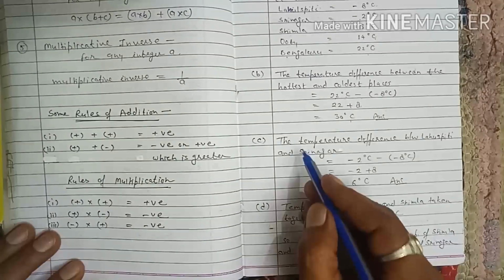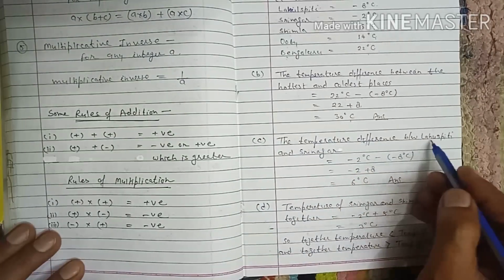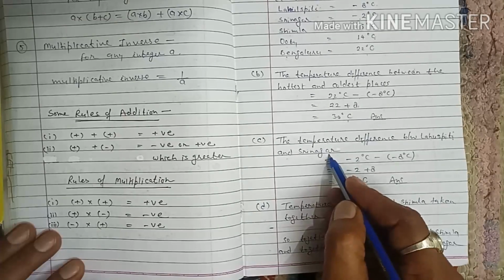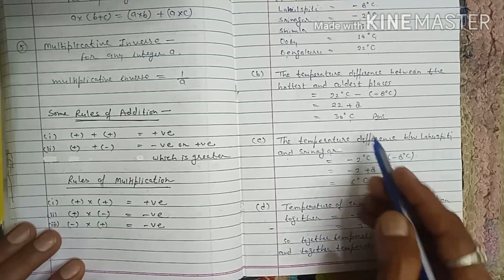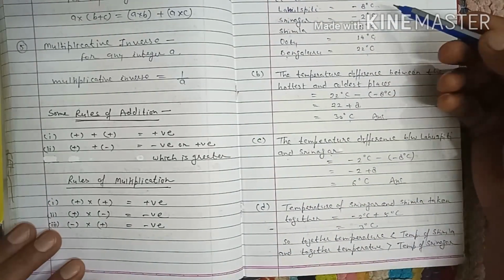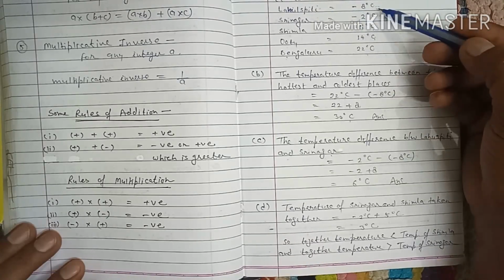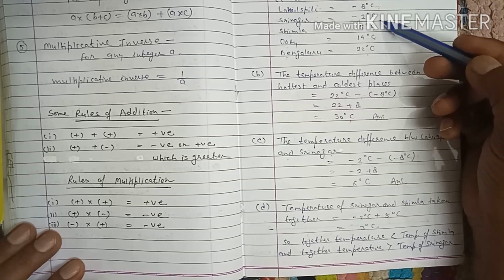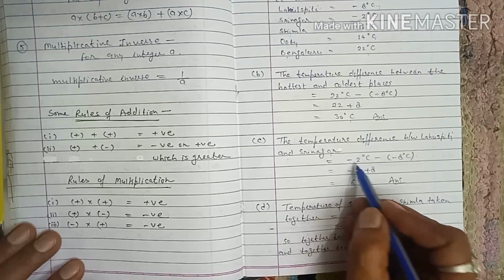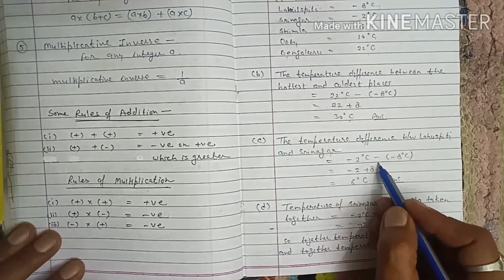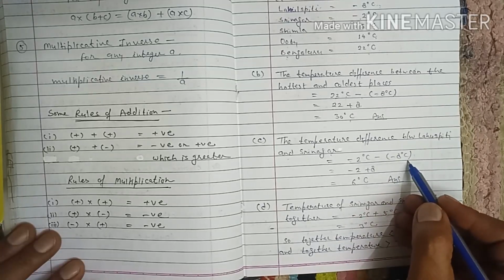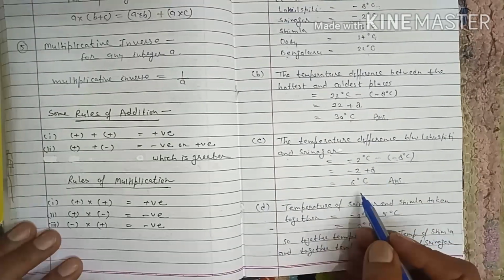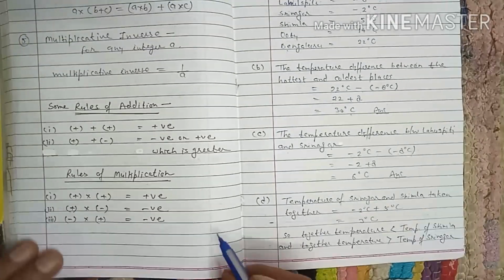Now C part, the temperature difference between Lahaul-Spiti and Srinagar. See above again: temperature of Lahaul-Spiti -8 and Srinagar -2. Then the difference is -2 minus, in bracket, -8 degrees centigrade. That is minus plus, that is 6 degrees centigrade.